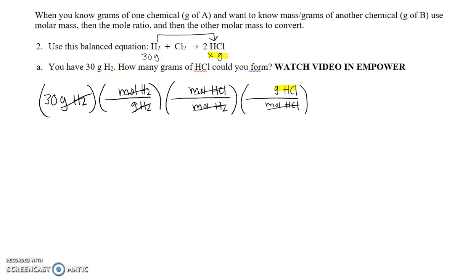Now I can start to plug in some numbers. The first bracket is using molar mass. I know that the molar mass is the mass of 1 mole. And when I add up the mass of hydrogen on the periodic table, hydrogen plus hydrogen gives me about 2 grams.